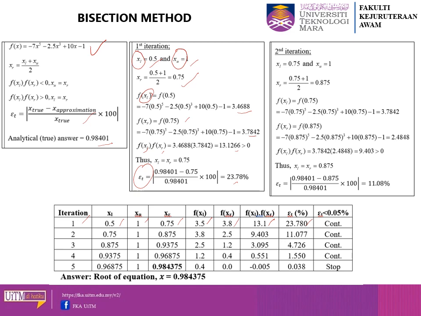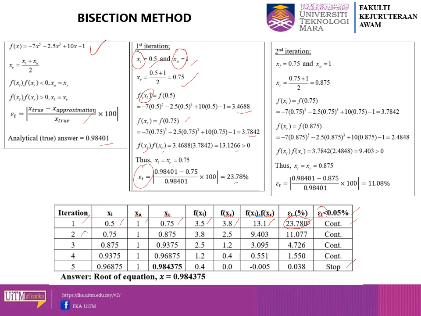I have made a limitation. If the true error percentage is more than 0.05%, then we need to continue. If less, we need to stop. So if the true error is still more than 0.05, for example here 23.75%, then we need to continue the iteration. Because this first iteration needs to be continued, we go to the second iteration.